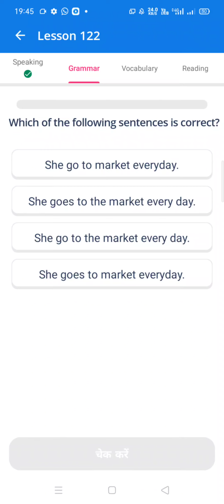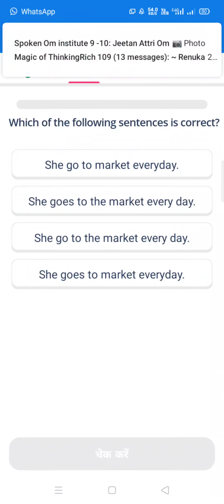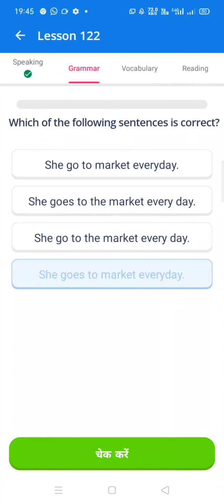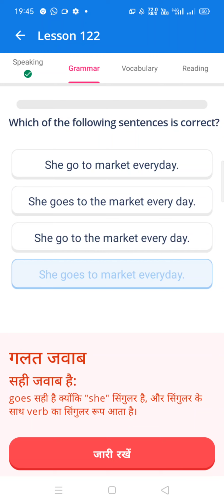D number. Okay, just write D. Let me check if your D is correct, then you will give the tick mark only. Okay. The correct answer is number two: She goes to the market every day. B will be the answer. Just write B. Cut D and write B. Okay.